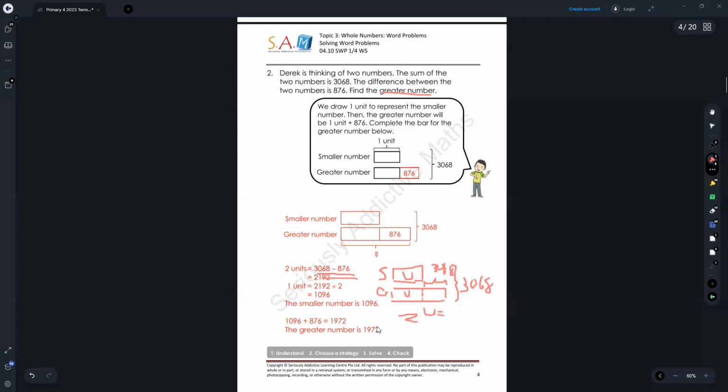Okay, got to show them. Some may not be able to see it. So you got to explain to them why it is 3068 minus 876. All right. And then after that, you find the unit. What is 1 unit? Then 1 unit is actually a smaller number, and the greater number is 1 unit plus 876. Or simply 3068 minus 1 unit. That's fine as well.